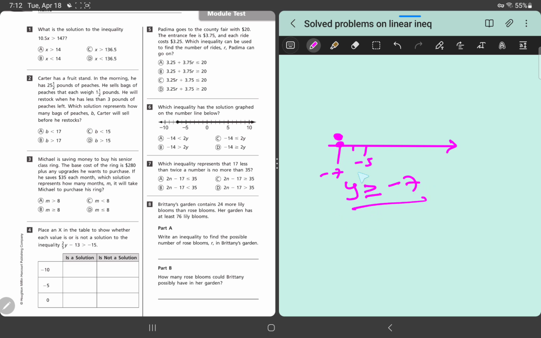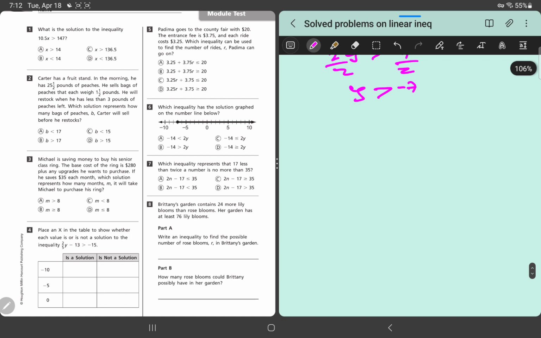So let's solve each of them. So this is the inequality. A says minus 14 less than 2y, so meaning 2y is greater than minus 14, divided by 2 on both sides. So y is greater than, no, there's no equal to option, so that is greater than minus 7. So this is not the solution.